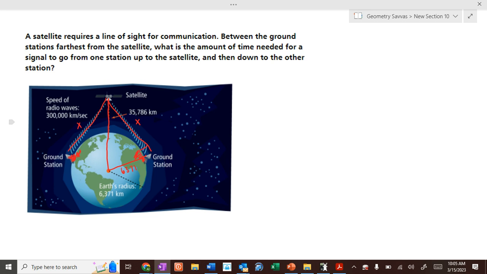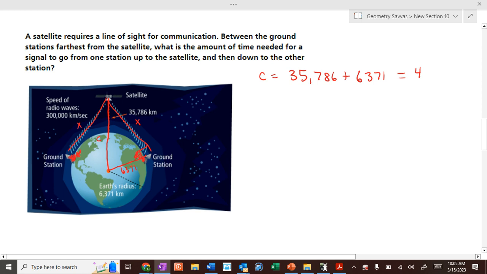So we have our right angle here. So our hypotenuse, or C, because this is C, is going to be 35,786. And then we're going to add on 6371 to that. Somebody, calculator. 42 something, something, something.